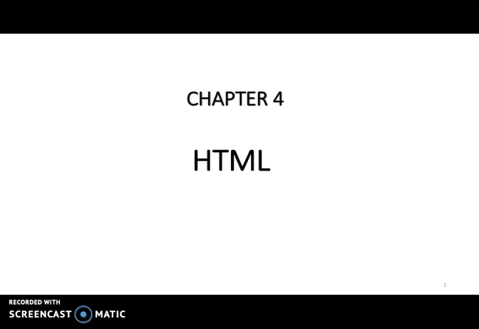The first term is a web page. What is the meaning of web page? A web page is a document which is commonly written in HTML. Means what? See, whenever you click on Google Chrome or any other web browser, the first page will open. That first page is nothing but your web page.